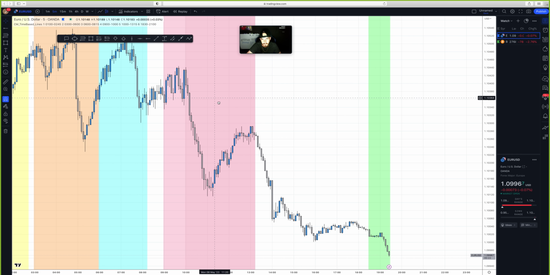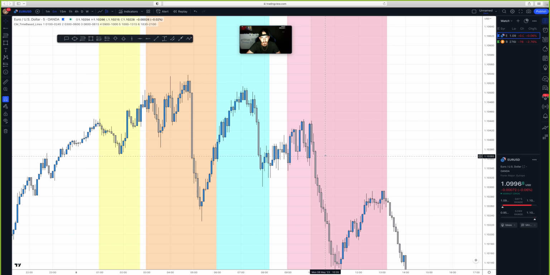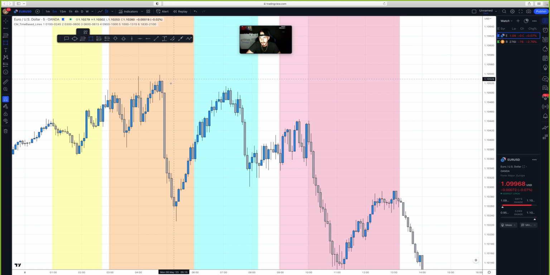Let's go to M5. Now check this out. You're gonna see what I'm saying when M5 and M1 time frames align. Now, notice how, for example, we have this area of supply right here that was created.